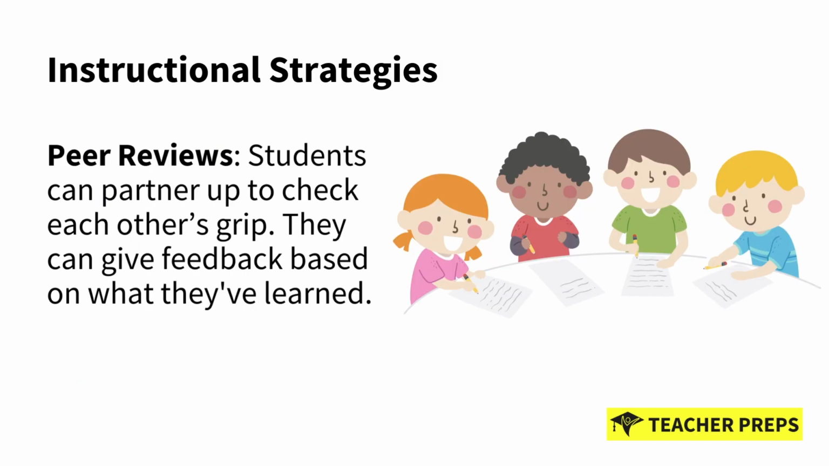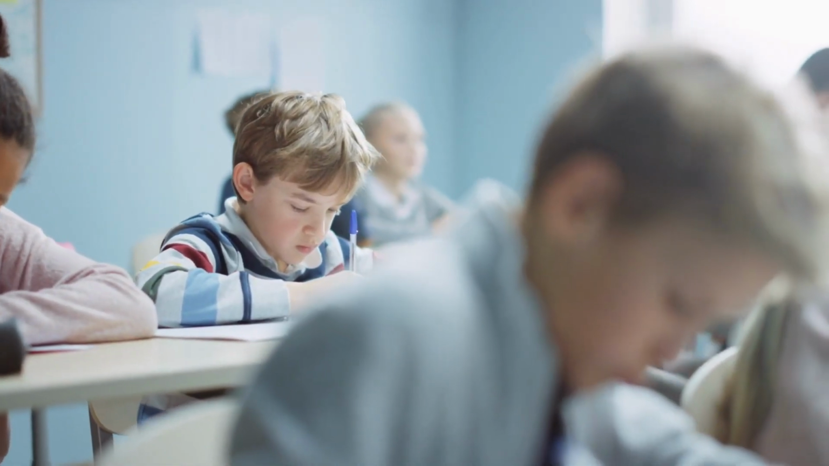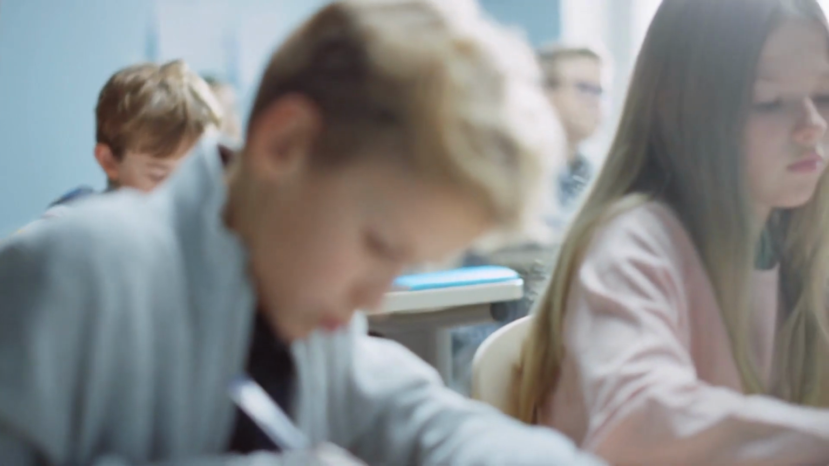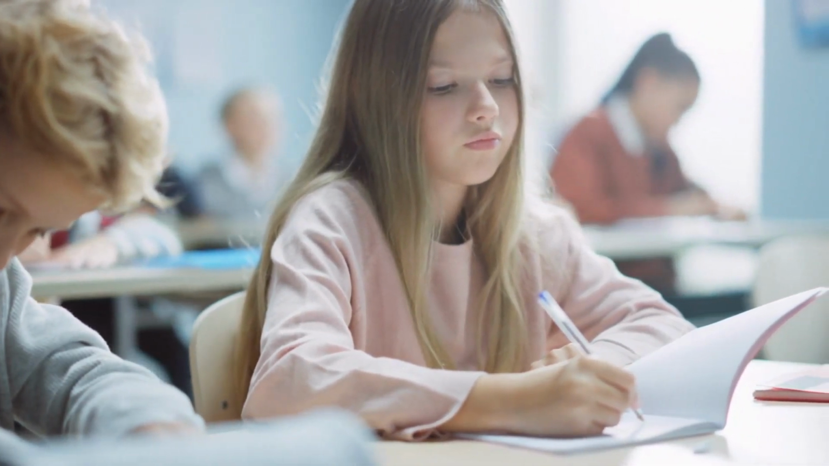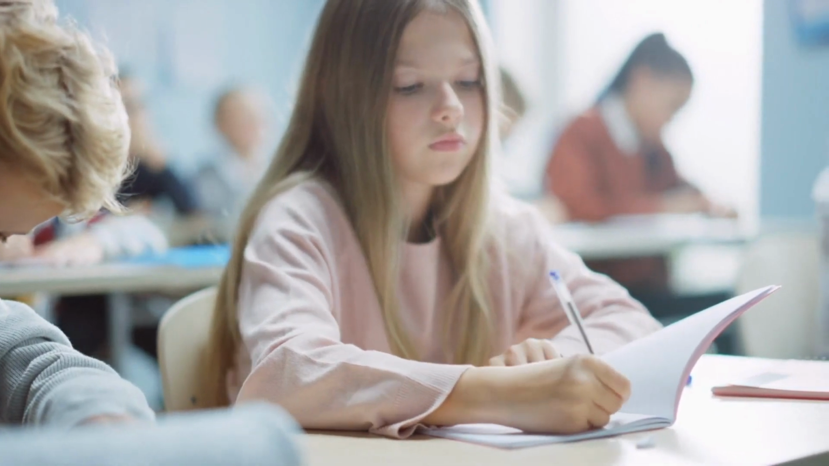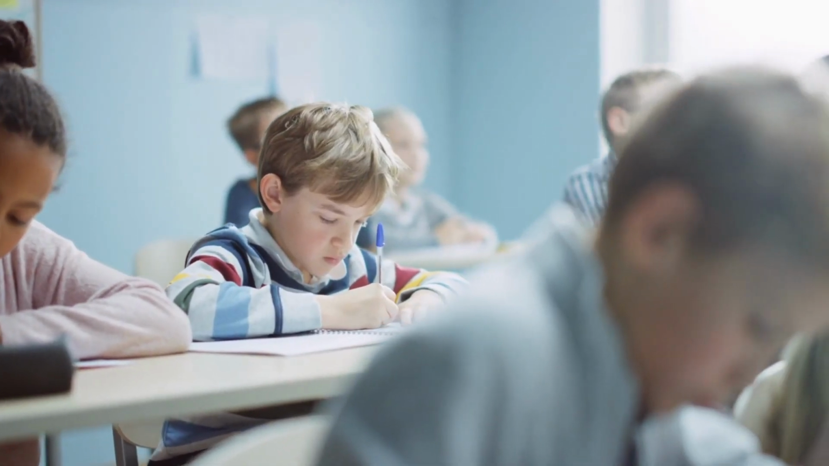Remember also to use peer reviews. Students can partner up to check each other's grip. They like doing this, working with a partner and finding a friend. They can give feedback based on what you've taught them. Now, in conclusion, consistent check-ins: frequently check students' grips, especially during writing tasks, and offer corrective feedback, positive corrective feedback as needed.